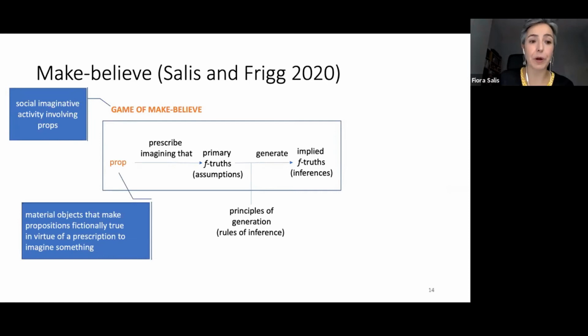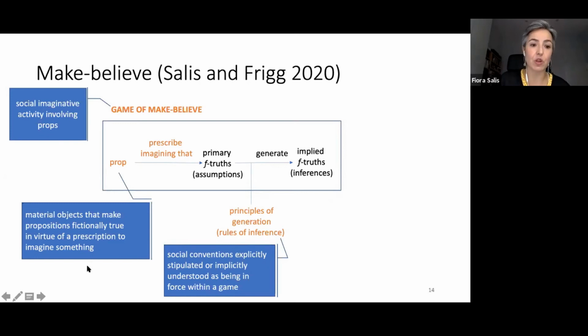Now, what are props? Props are material objects that make propositions fictionally true in virtue of a prescription to imagine something. Material objects, which means objects that can be perceived, that are physical objects, that are concrete objects. Now, a prescription to imagine something, and you see down here the principles of generation. We will spend a few minutes talking about them in a moment. These are social conventions explicitly stipulated or implicitly understood as being enforced within a game, the rules of the game, okay? And these are conventions.